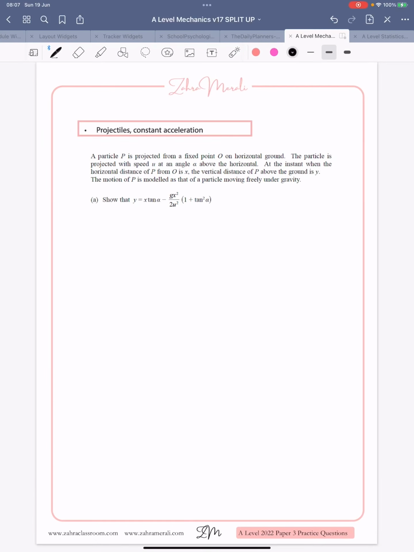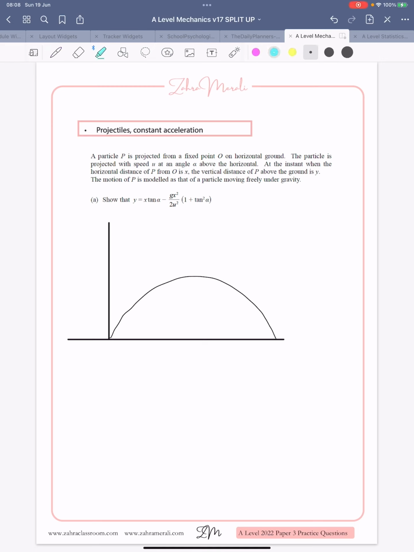Right, this is a great question to think about projectiles in theory and how it works. If we've got a projectile, what we're thinking about is this curve, almost like a quadratic equation. We have our initial velocity, which will be at an angle. This is going to be theta, this is going to be u, and we're going to split that up.